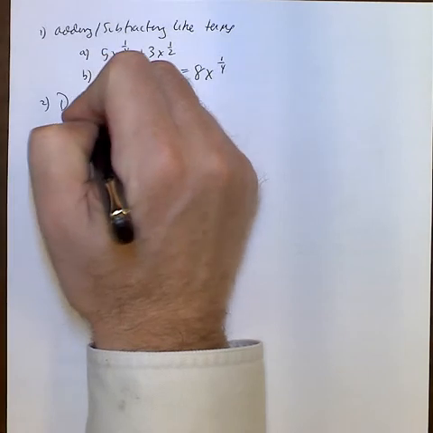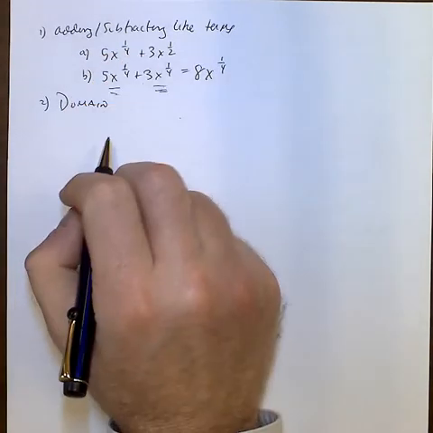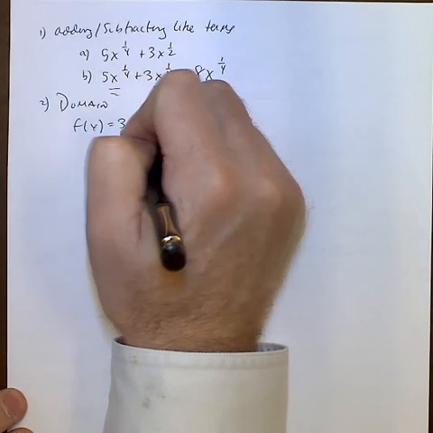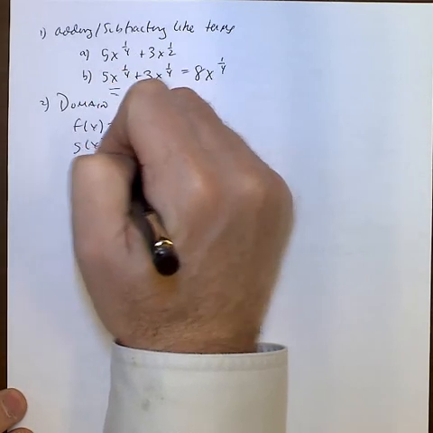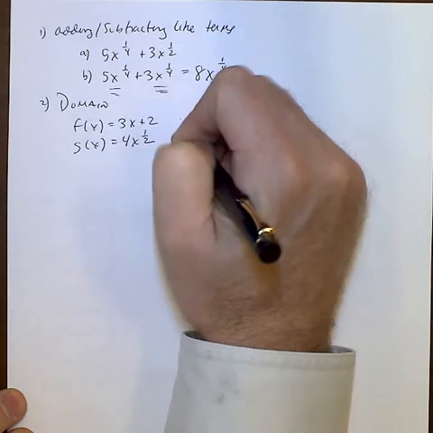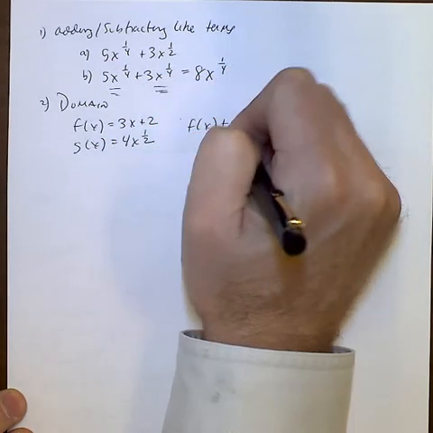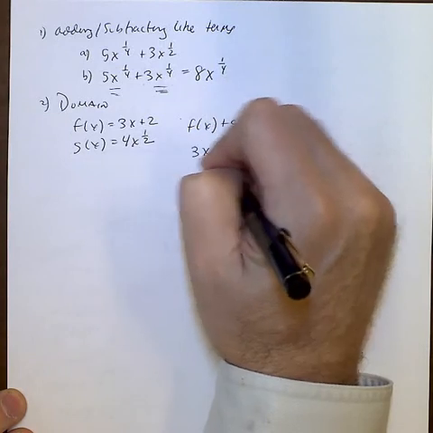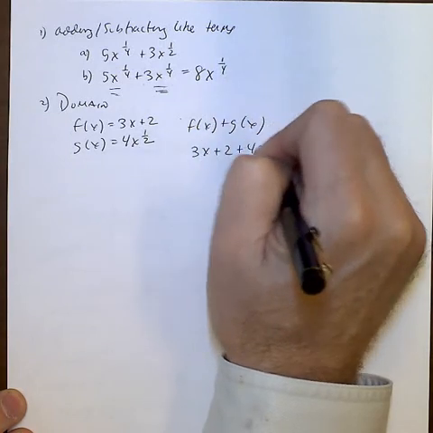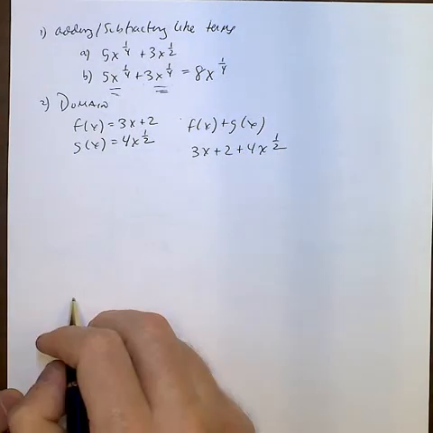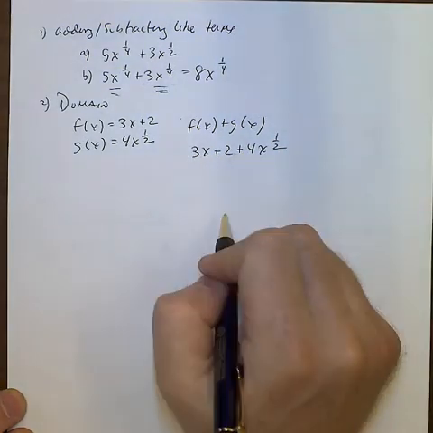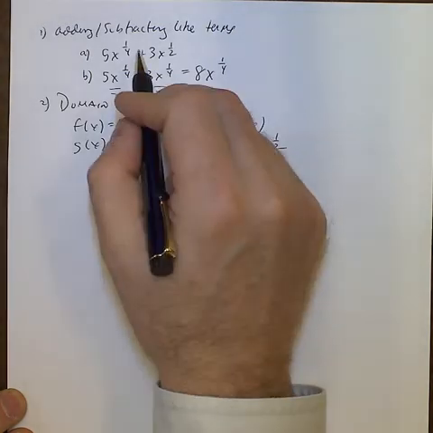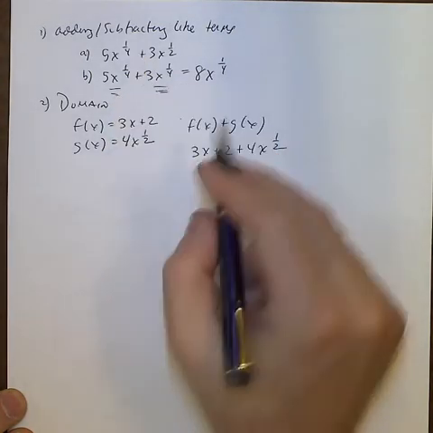The other thing I'll mention again is domain. Let's pretend that f of x equals 3x plus 2 and g of x equals 4x to the 1/2, and I asked you to do f of x plus g of x. Okay. Well, f of x plus g of x is 3x plus 2 plus 4x to the 1/2. I cannot combine any of these terms. I have an x term, a constant, and an x to the 1/2. For the same reason A cannot be combined, this cannot be combined either.